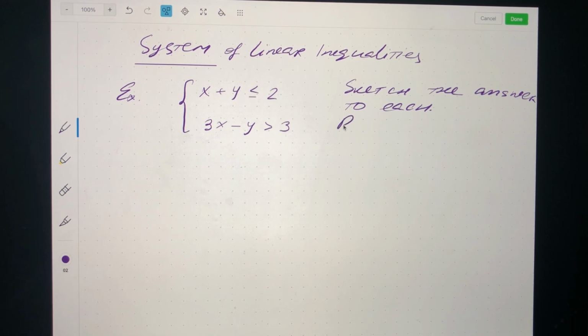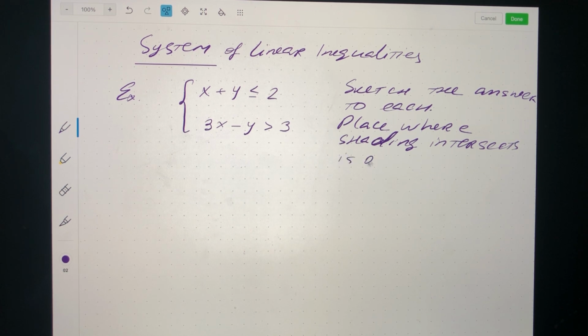So the place where the shading intersects is our final answer. And the reason it's our final answer is because that would be the place that is true for each inequality separately. And the place where they cross is the place that is true for both inequalities. And that's what we're looking for when we're solving a system. So let's sketch each one.